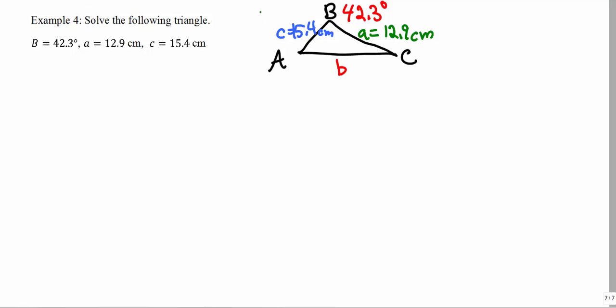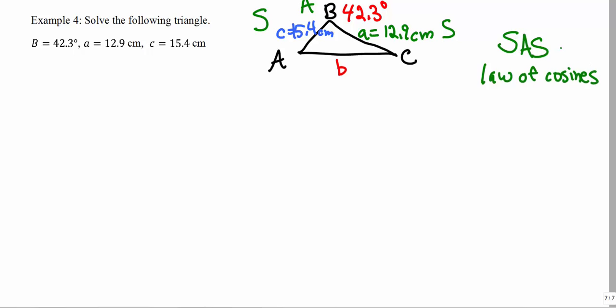So what congruence axiom are we working with? Well, we have a side, and then we have an angle, and then we come to another side. So this looks like it's side, angle, side. And we know that side, angle, side is solved by first using the law of cosines. So we're first going to solve for the third side. So we know side A and side C, so we want to solve for side B.